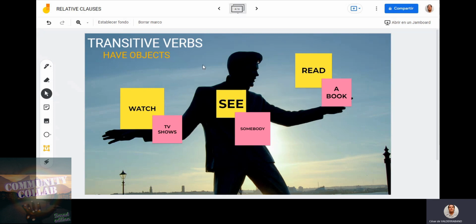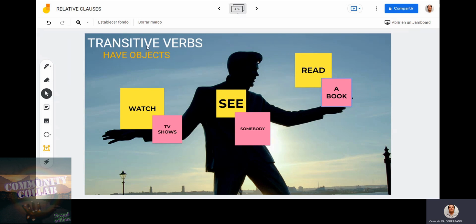Let me explain first, very fast, what objects are. To get started, we have these verbs. We have only three examples of transitive verbs which have objects. Watch TV shows: you have the verb, which is a transitive verb, and you have TV shows in this case, which is an object. You have see, which is a verb, and somebody, which is an object. Practically, this is the way it is called. The ones in pink are known as objects.